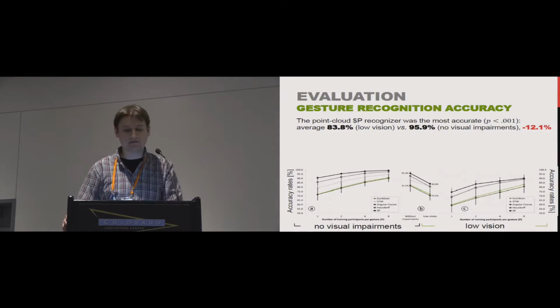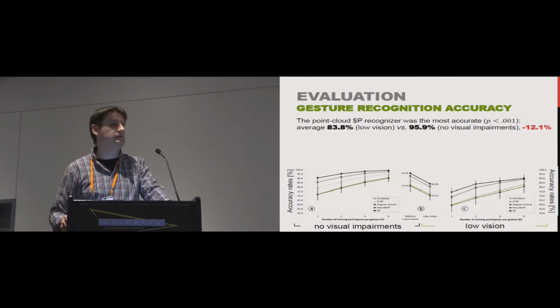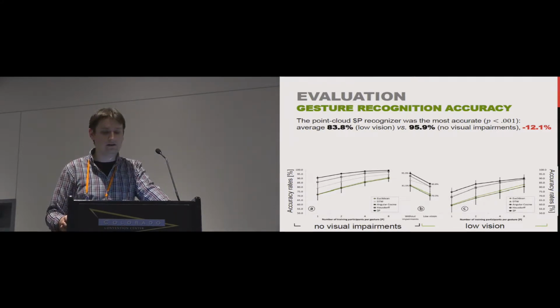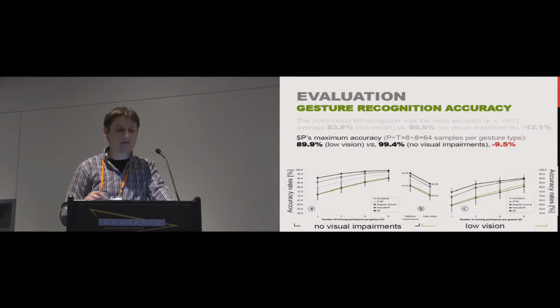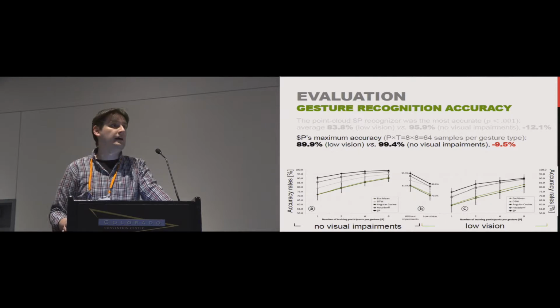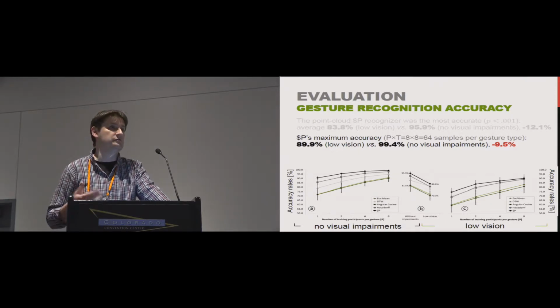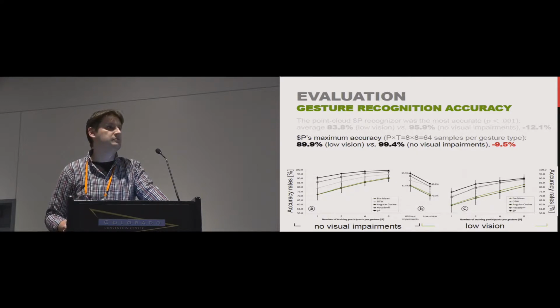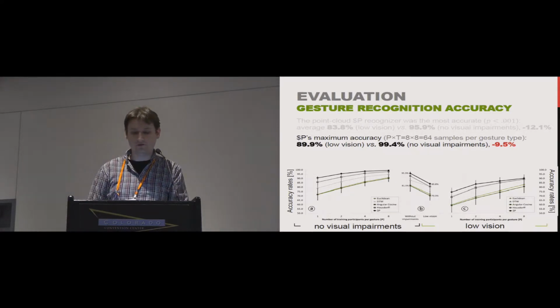And the point cloud recognizer was the most accurate of all the recognizers evaluated. And its best accuracy, its maximum accuracy, which was attained with 64 templates per gesture type, was of only 89.9% for gestures produced by people with low vision, while P-Dollar performed almost perfectly on the same gesture types produced by people without visual impairments, attaining 99.4%.